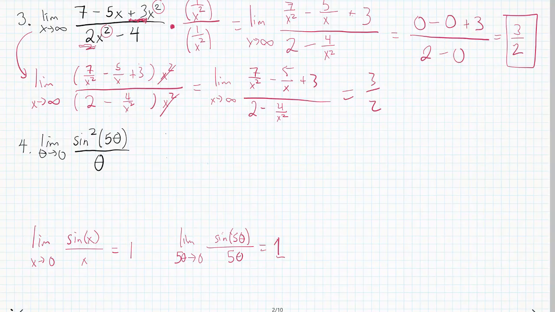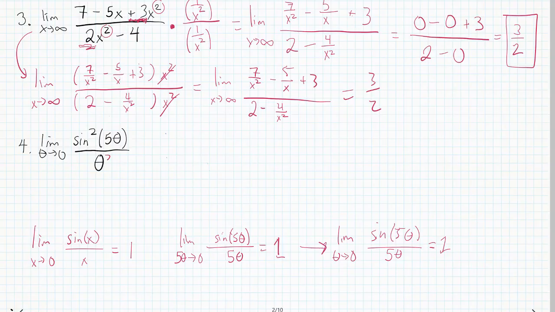But notice now, 5 theta, if that's approaching 0, that's equivalent to, so this becomes the limit as theta approaches 0 of sine of 5 theta over 5 theta. That should equal 1 as well. Okay, so we have something we can use now.